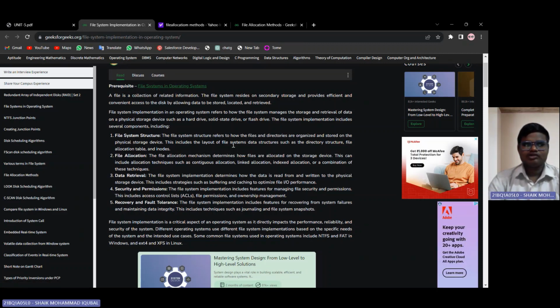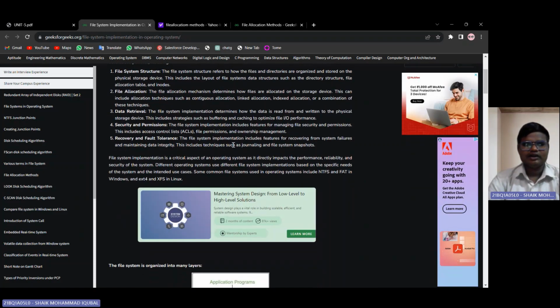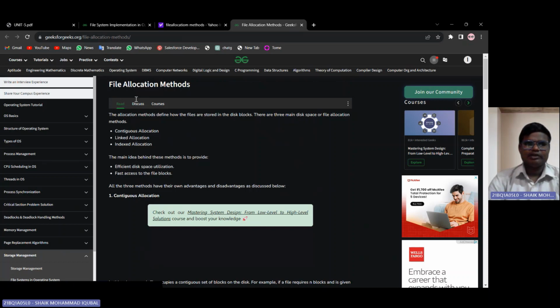Different operating systems use different file system implementations based on the specific needs of the system and intended use case. Some common file systems used in operating systems include NTFS and FAT in Windows, and ext4 and XFS. Let us discuss file allocation methods. What are file allocation methods? Allocation methods define how the files are stored in the disk blocks. There are three main disk space or file allocation methods: contiguous allocation, linked allocation, and indexed allocation.